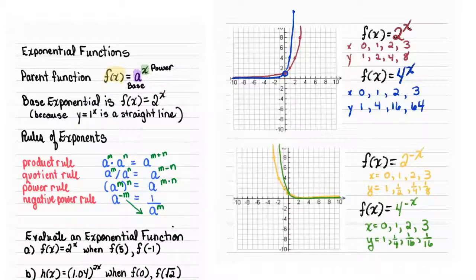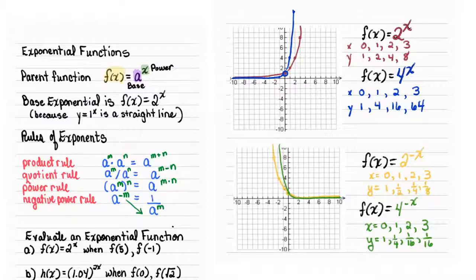Exponential functions. The parent function is f of x equals a to the x, where the base is a, but the x hangs around in the power. Now we obviously could not have y equals 1 to a power because that would just be a straight line since it would always equal 1. So we have to start off with a base exponential, which is going to be 2 to the power of x.